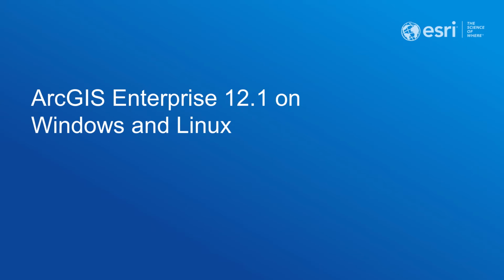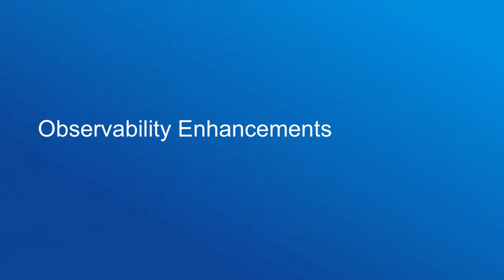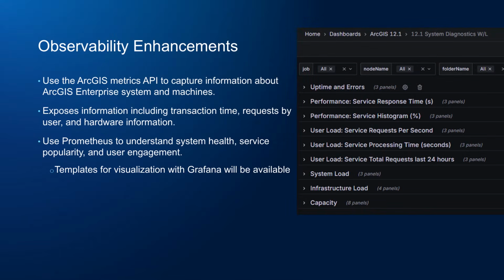So let's dive in. Here's a quick overview of the highlights we're going to cover today. We'll start with observability enhancements, including the new ArcGIS Enterprise Metrics API. Then we'll look at improved certificate management, which is especially timely given the industry-wide shift towards shorter certificate lifetimes. After that, we'll cover response caching enhancements. We'll go over the refreshed product documentation. And finally, ArcGIS Data Pipelines, which is now generally available in ArcGIS Enterprise. So let's get started. First up, observability enhancements.